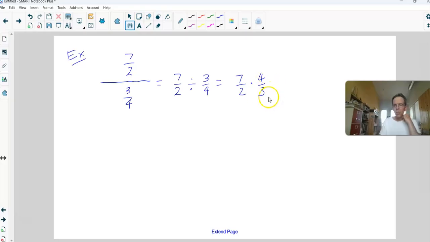And hey, let's use our technique of simplifying before we even multiply. Can you see we've got a common factor between numerator and denominator of 2. 2 goes into 2 once, 2 goes into 4 twice. And now let's just do it in our head. We know we have to multiply the numerators. 7 times 2, that's 14. Multiply the denominators. 1 times 3 is 3. And there's the answer.